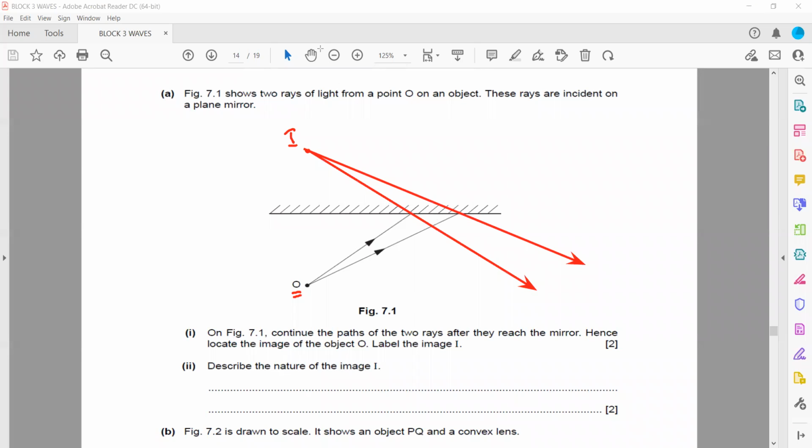So this is a simple technique to draw an image formed by a plane mirror. And the image formed by a plane mirror, or the image formed by a convex lens as a magnifying glass, what is common? They are virtual images, which means we cannot see or take them on the screen.